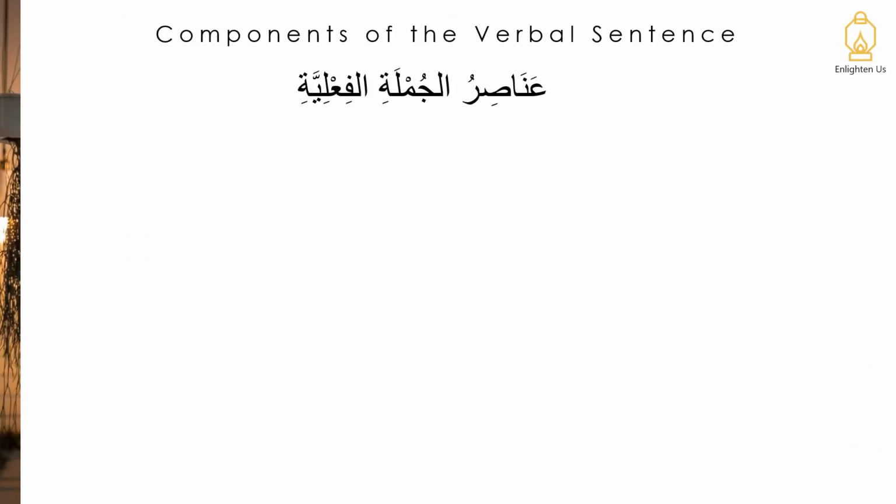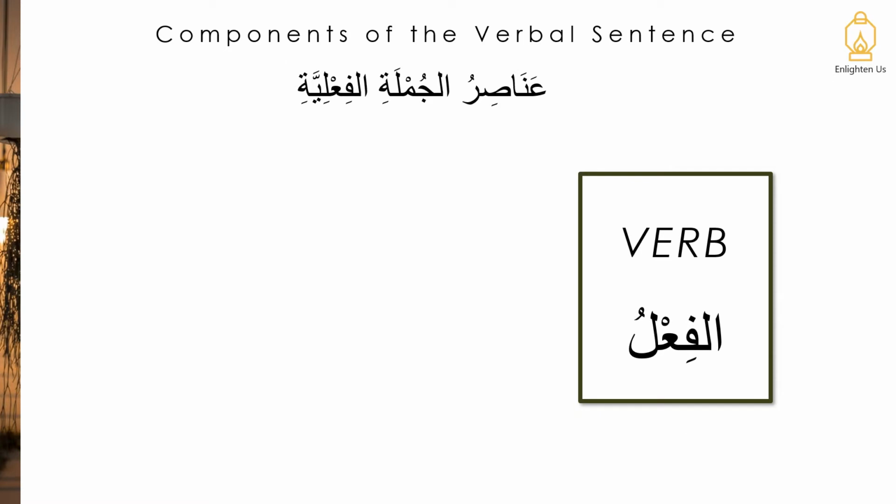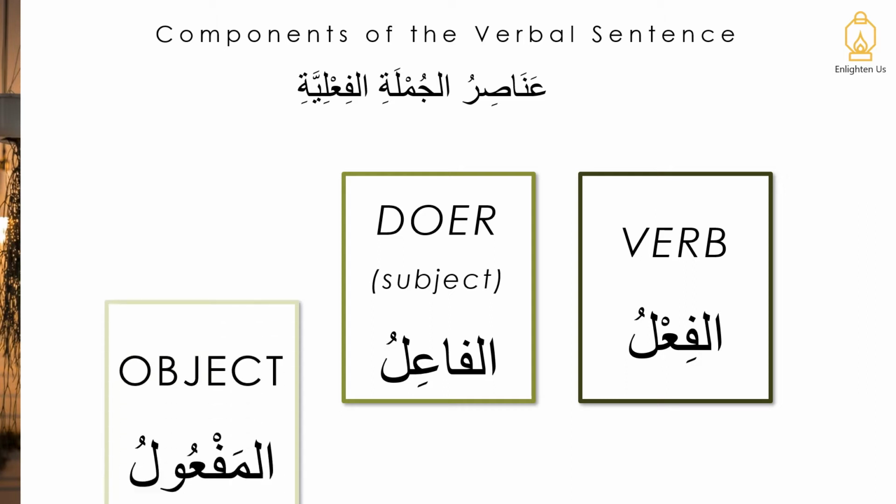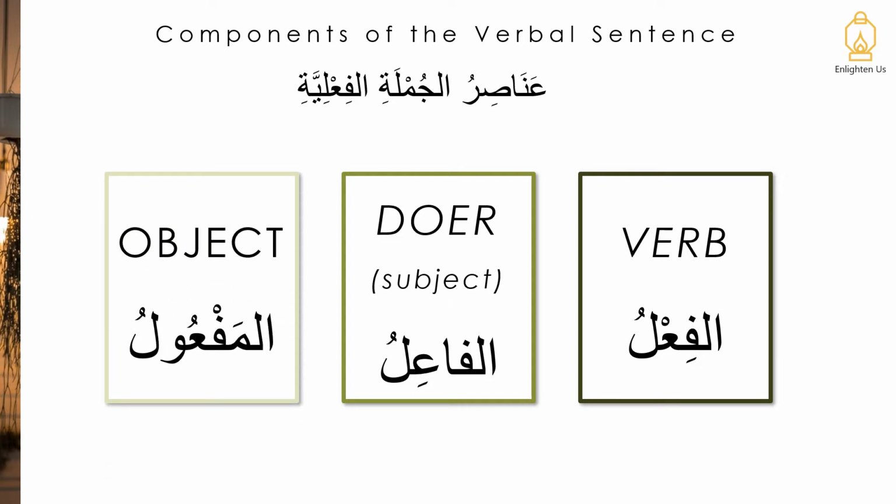Now, what are the components of the verbal sentence? عناصر الجملة الفعلية. Well, we have the verb, الفعل. We have the doer, or what we sometimes call in English the subject, الفاعل. And we have the object, المفعول. Now let's look at these عناصر, let's look at these components, each in turn.